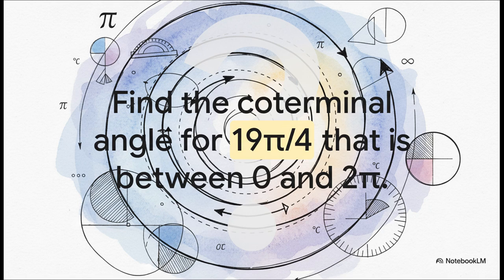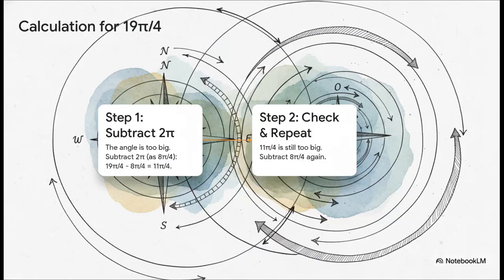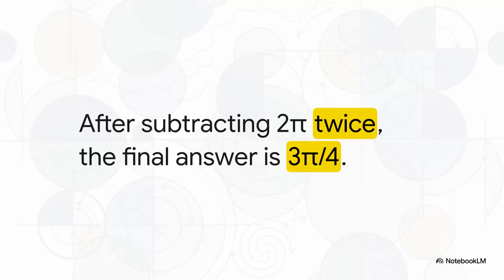Look at this. 19 pi over 4. This number is clearly much bigger than 2 pi, which means our angle has gone around the circle more than once. Our job is to basically unwind it until we find its simplest form, the one between 0 and 2 pi. Okay, since the angle's too big, our strategy is to subtract full rotations until we fall into that 0 to 2 pi range. A full rotation, 2 pi, is just 8 pi over 4 with our common denominator. So we subtract it once, we get 11 pi over 4. That's still bigger than 8 pi over 4, so it's still too big. We have to go again. And there we go, 3 pi over 4.